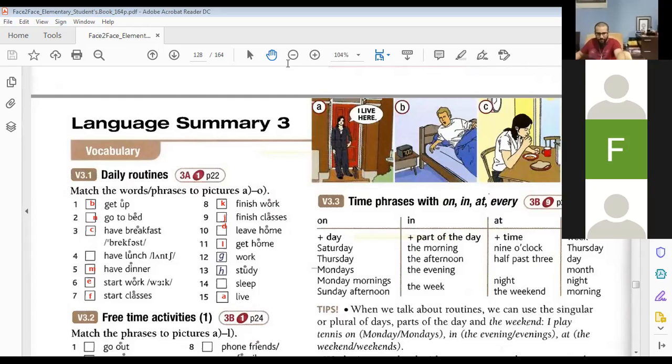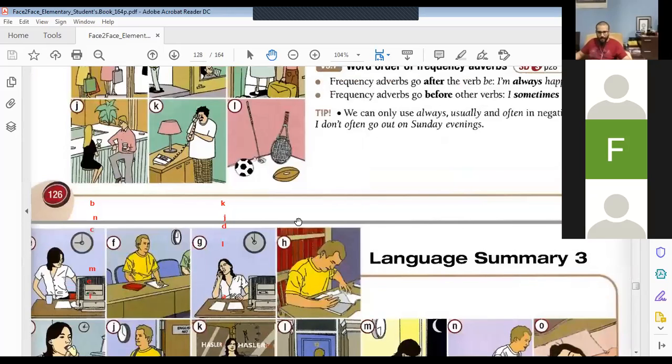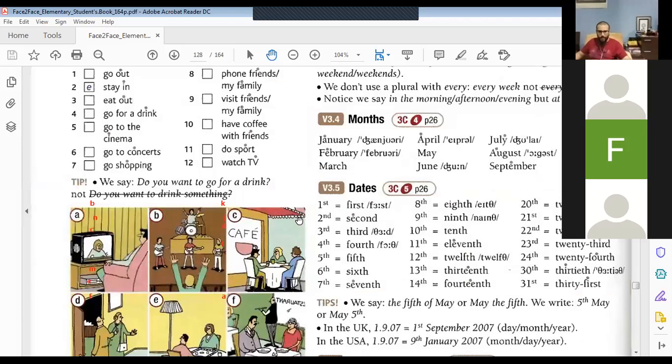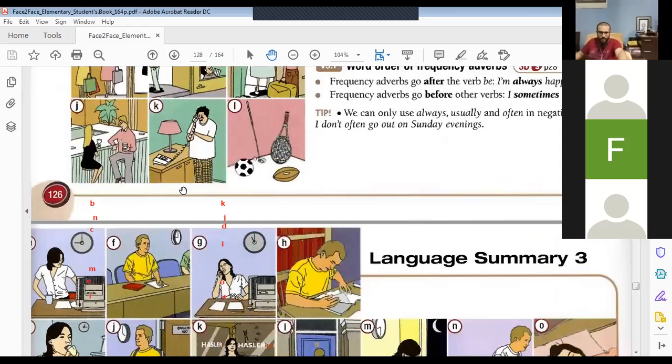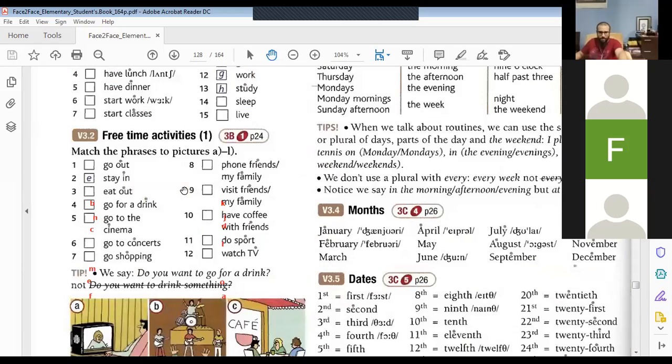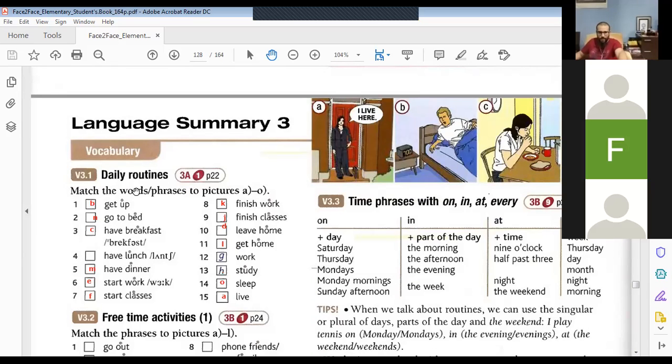Sleep, 14. Yeah. Where's sleep? Yeah, 14. Correct. Oh, sleep. That's right. Sleep is O. Correct. And have lunch. Which one? Was it I? I think have lunch, yeah. I, correct. Yeah, she was having lunch at 1:15.